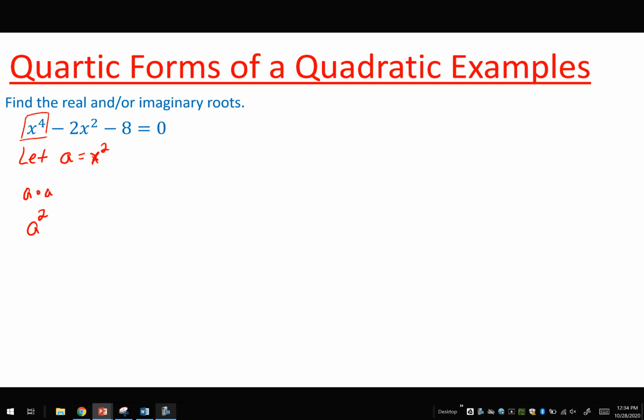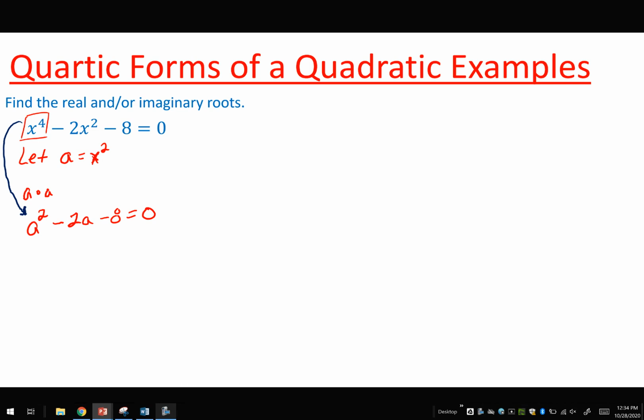I'm introducing a new variable that I'm calling a, and I'm saying a is x squared. So instead of writing x to the 4th, I can write a squared. So x squared times x squared is my a, twice, it'll be a squared. So a squared minus 2 times x squared, well, it's not x squared, we're going to still call it a, minus 8 equals 0. So now I've rewritten my quartic as a quadratic.